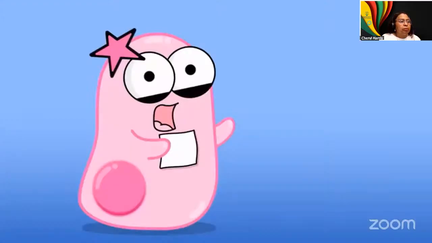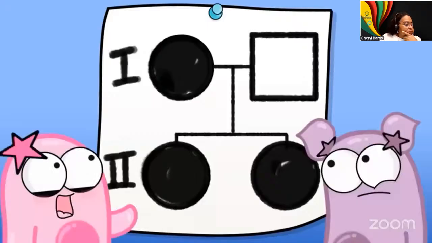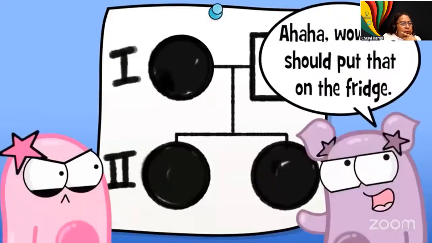So I have a really awesome picture for you. Here it is. Oh, it might look like circles and squares to you, but make no mistake, this is no ordinary picture.